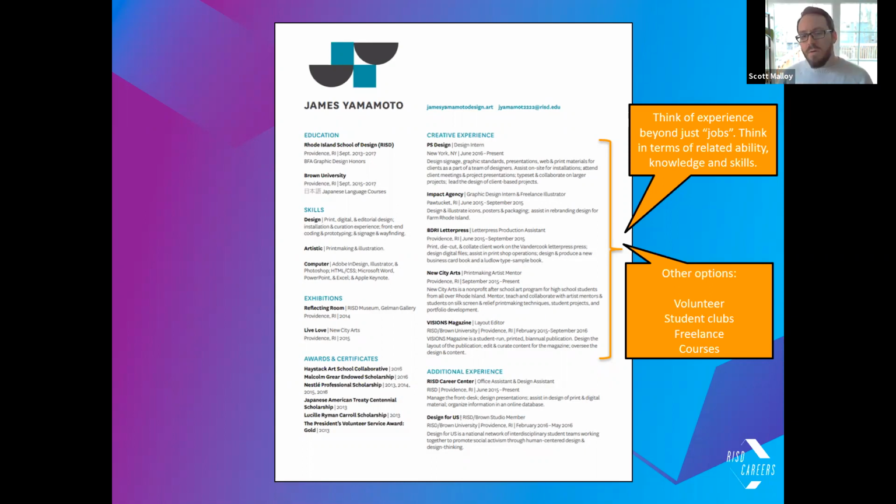However, they also have this printmaking artist mentor, which is more of a volunteer position, but they're including it because it showcases a skill in silk screening and printmaking techniques that they think is actually relevant to their audience as a graphic designer. It's showing that they have a knowledge of printing and specific printing techniques, for example. The other thing that they're doing, and it's the last experience in the creative experience category, is this layout editor position for Visions Magazine, which is essentially a student-run club, right?